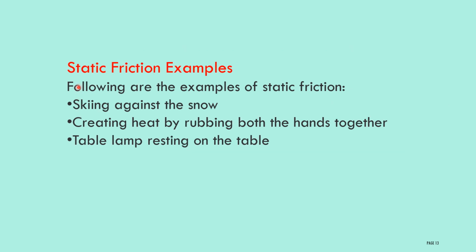Next, static friction examples. Following are the examples of static friction: skiing against the snow, creating heat by rubbing both hands together, a table lamp resting on the table. These are a few examples of static friction.